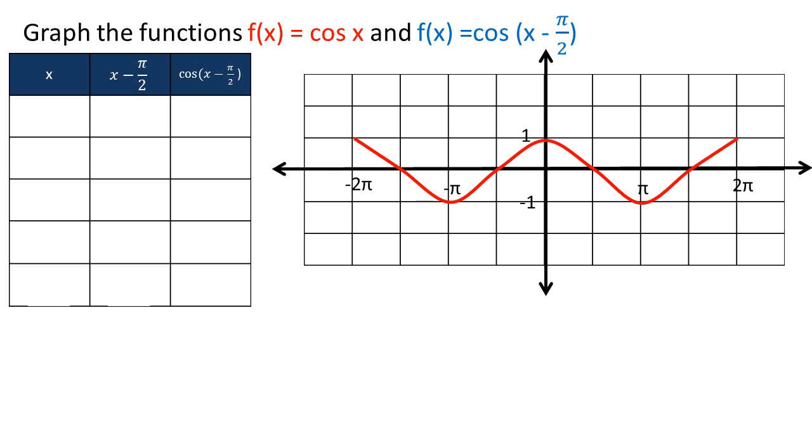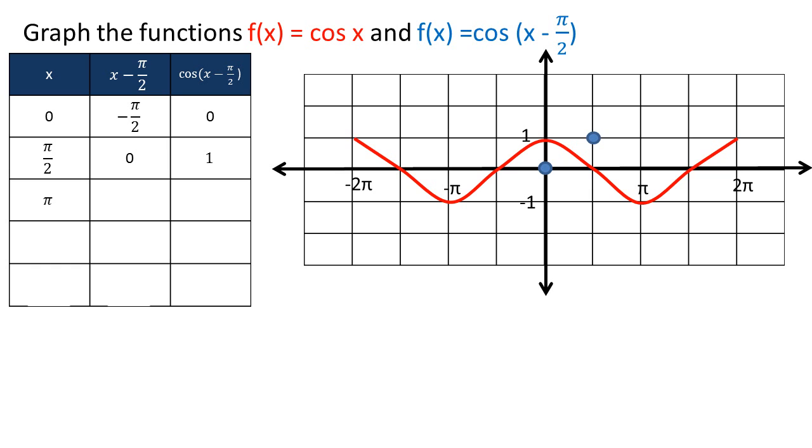Then I'm going to go over here to the chart. Remember, this is my x coordinate, this is my y coordinate. I'm going to start with 0. x is 0. 0 minus pi over 2 is minus pi over 2. So here at minus pi over 2, the cosine is 0. So I put a point at 0, 0, because those are the x and y coordinates. Then I plug in pi over 2. x minus pi over 2 is 0, and the cosine of 0 is 1. So at pi over 2, my point is at 1.